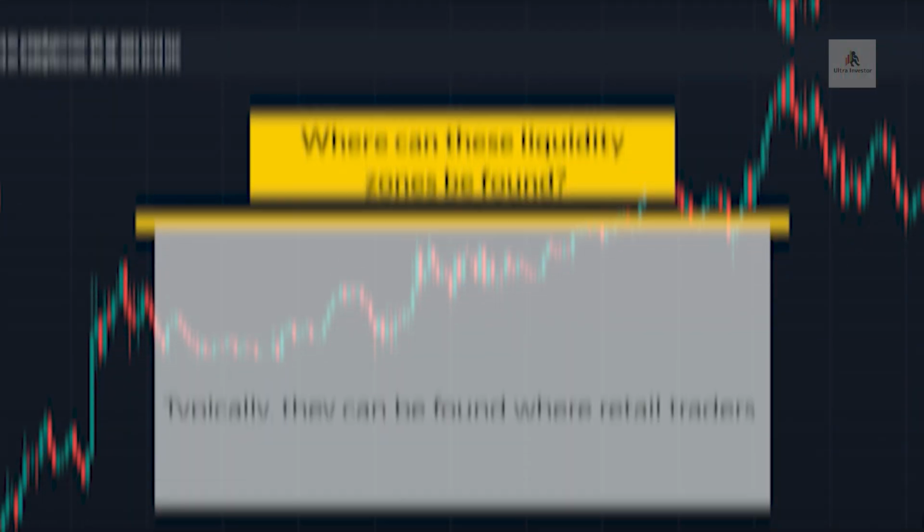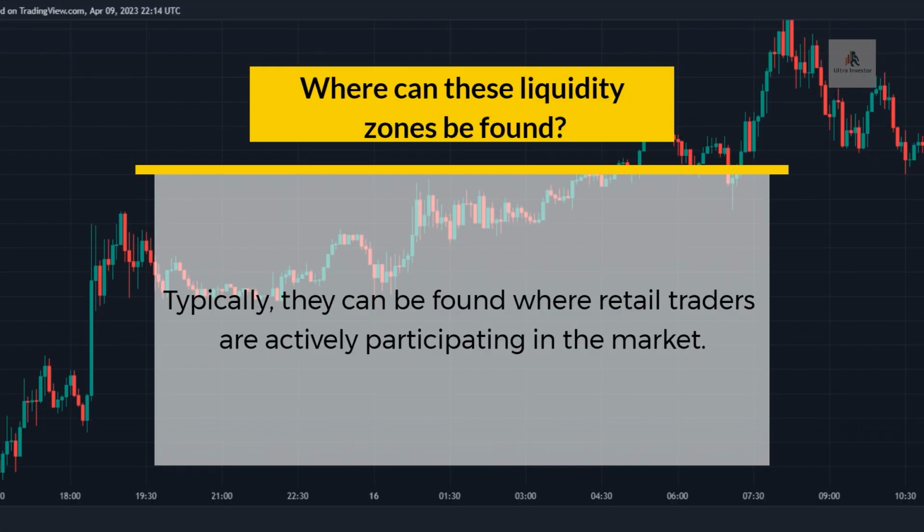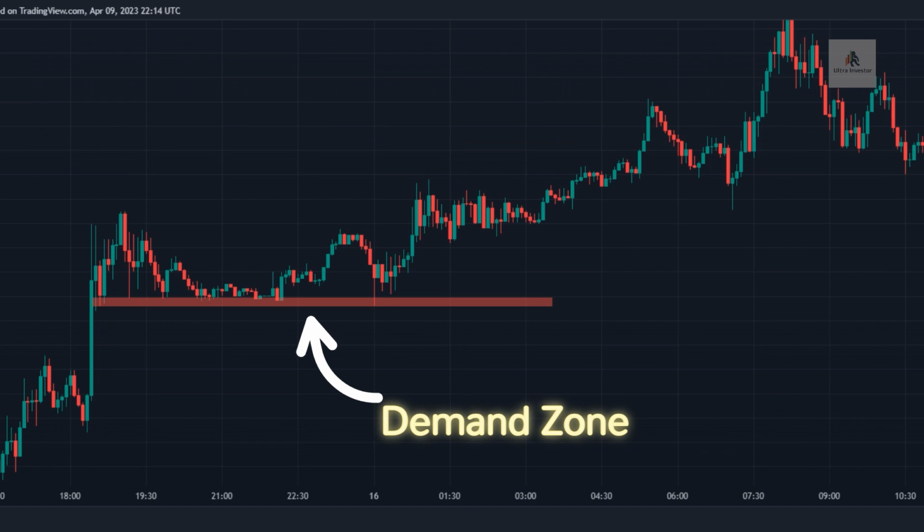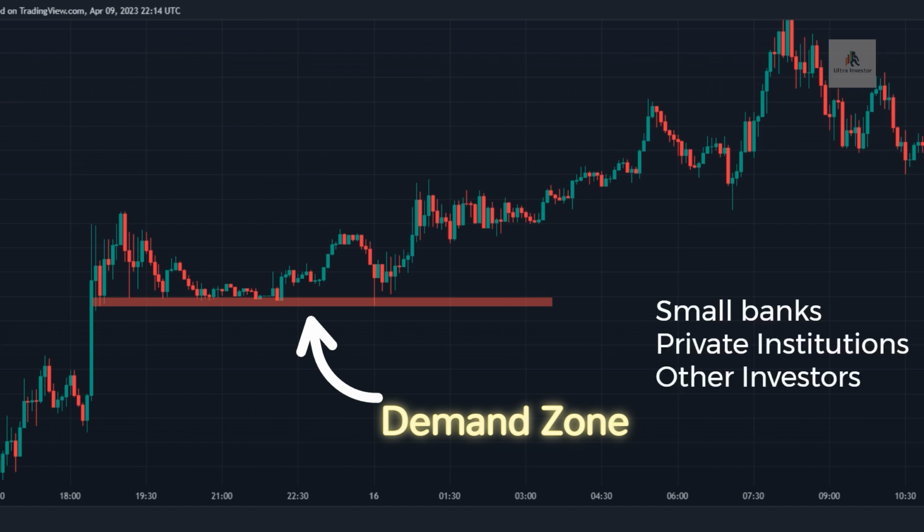But where can these liquidity zones be found? Typically, they can be found where retail traders are actively participating in the market. These zones are often associated with demand zones where traders are interested in buying and there is significant buying pressure. Liquidity zones are not limited to retail traders alone, but also include small banks, private institutions, and other investors.